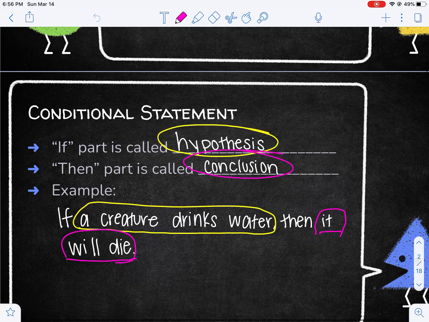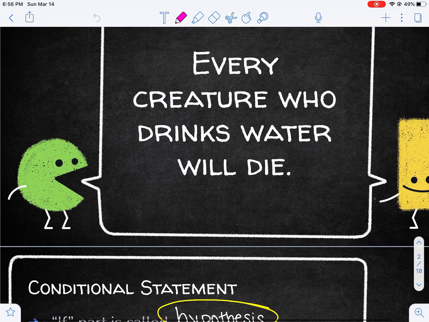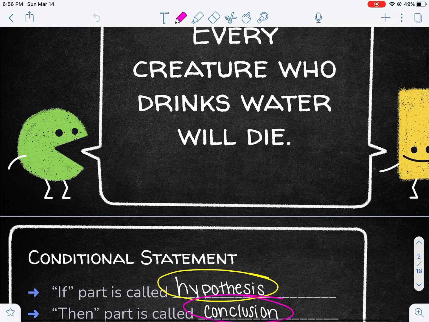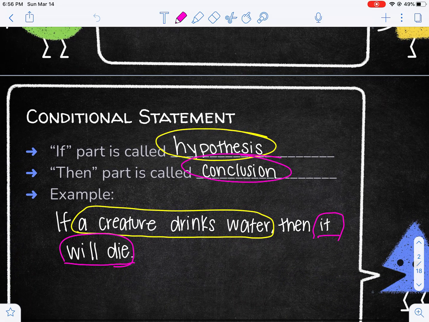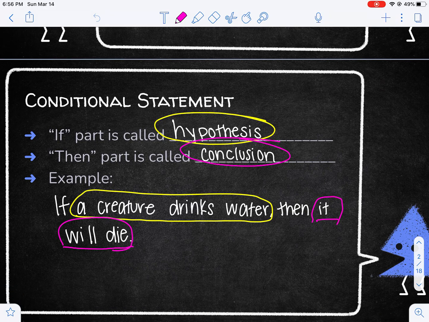My conditional statement breaks that apart, okay? The first part is "if" something, and then I have the hypothesis, followed by the conclusion. So if I go back to our example, every creature who drinks water will die, as a conditional, I could write that as: if a creature drinks water, then it will die. Notice a creature drinks water is my hypothesis. It will die is my conclusion.